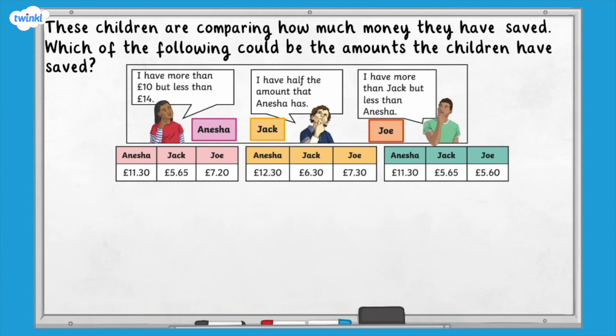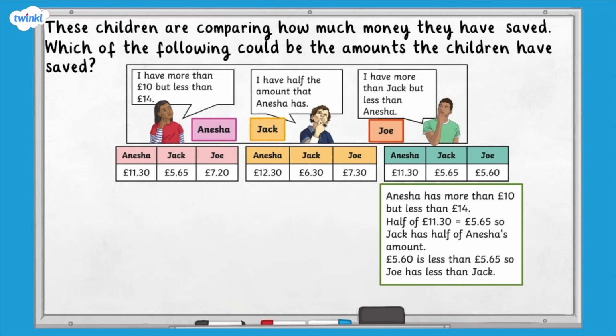Great work, here are the answers. Anisha has more than £10 but less than £14. Half of £11.30 is £5.65. So Jack has half of Anisha's amount. £5.60 is less than £5.65. So Joe has less than Jack.